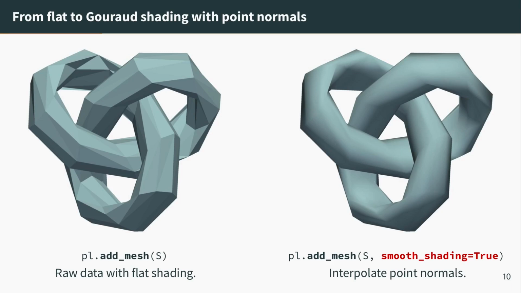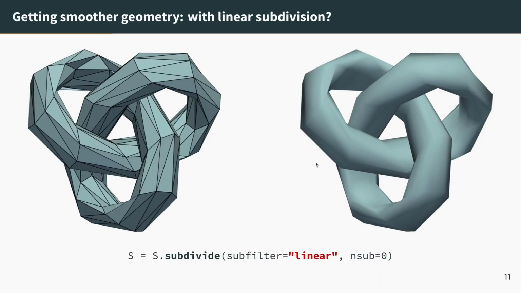So that's the first step, but it still looks rough. So what you can think about doing is adding more triangles, right? Adding more triangles is known as subdividing in computer graphics. Before adding S to the scene, I'm going to say S equals S.subdivide with a method. By default, you use the linear method and a number of subdivisions, because this is going to be a recursive algorithm. Here, subdividing with 0 steps is just the identity.